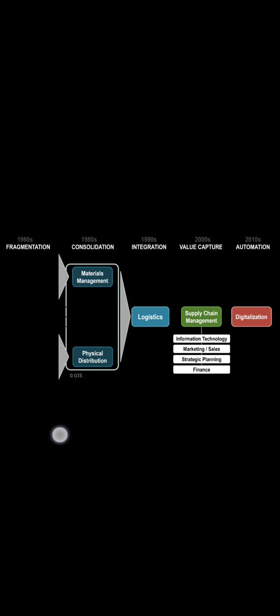Here you can see consolidation, fragmentation, integration, value capture, automation, everything happens with the help of many enterprises.